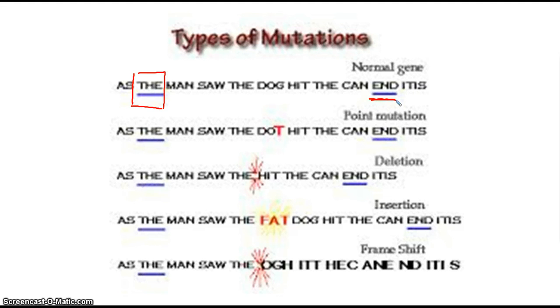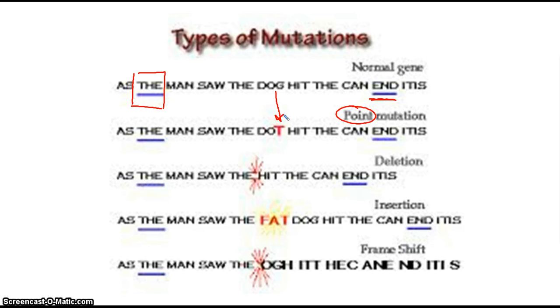Now what happens in a point mutation, as we saw before, is there's a replacement of one letter for another. So now if we have a point mutation, we can read this, but it says the man saw the dot hit the can. We can still read it, but it has a very different meaning. This is something like sickle cell anemia, an example of a disease that's one base pair difference.